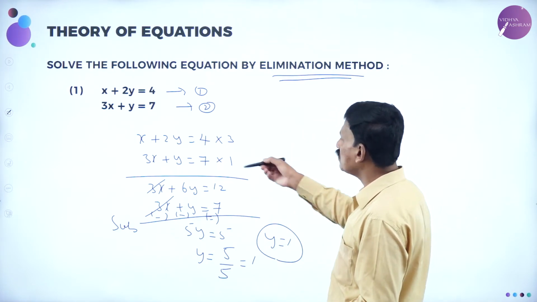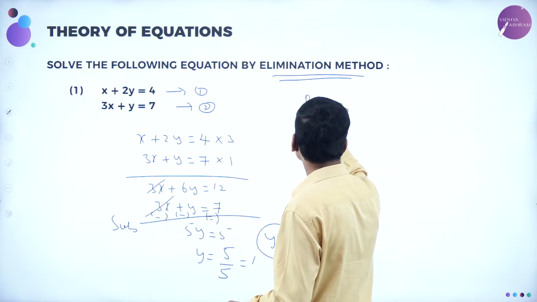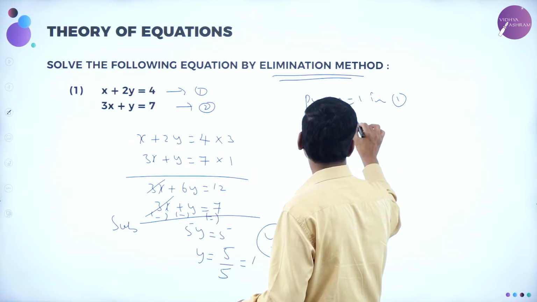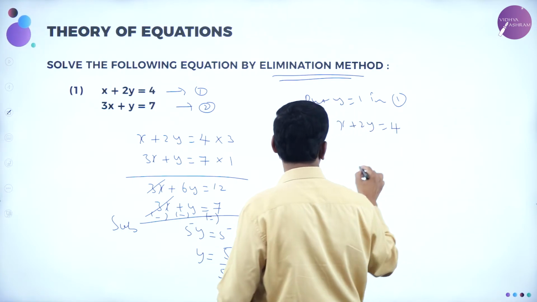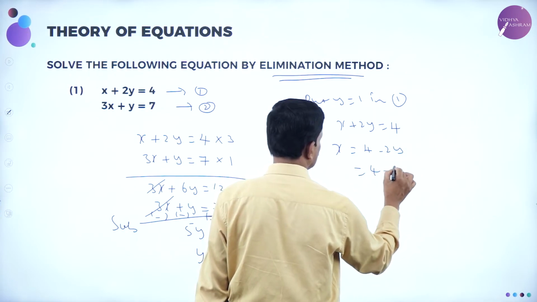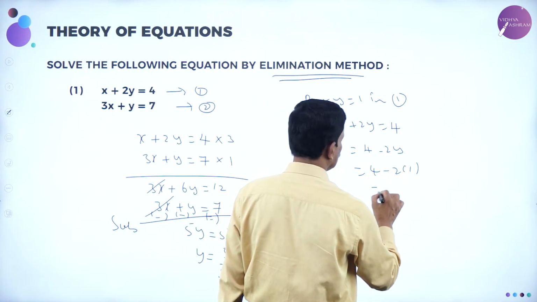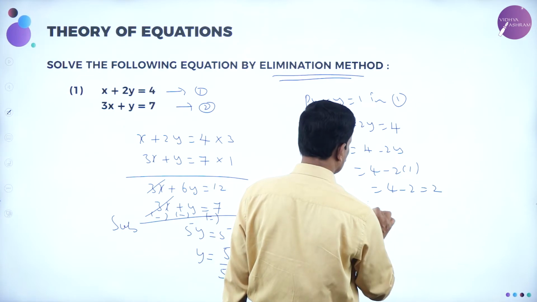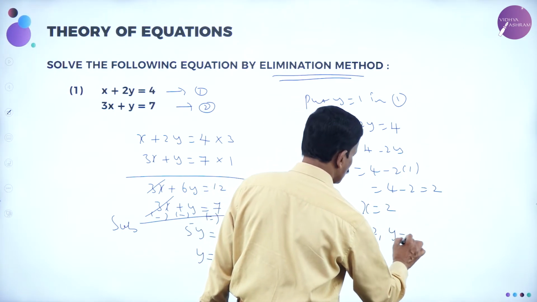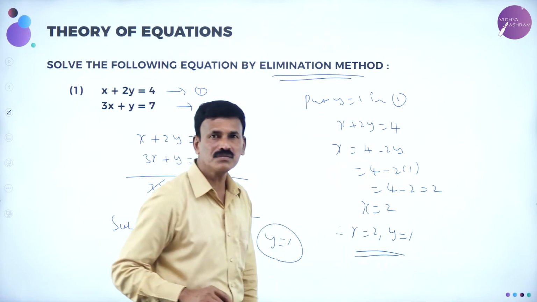Substitute this value in any one of these two equations. Now put y is equal to 1 in equation number 1. That is x plus 2y is equal to 4. X is equal to 4 minus 2y. 4 minus 2 into y is 1. That is 4 minus 2 is equal to 2. X is equal to 2. So therefore x is equal to 2 and y is equal to 1 are the values of x and y.